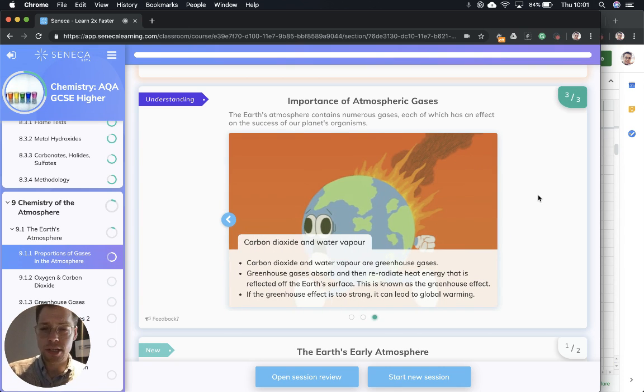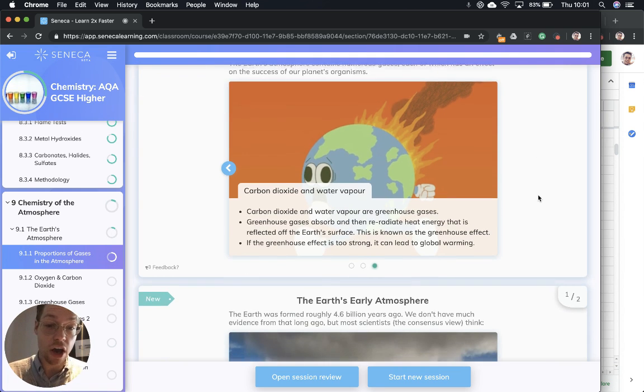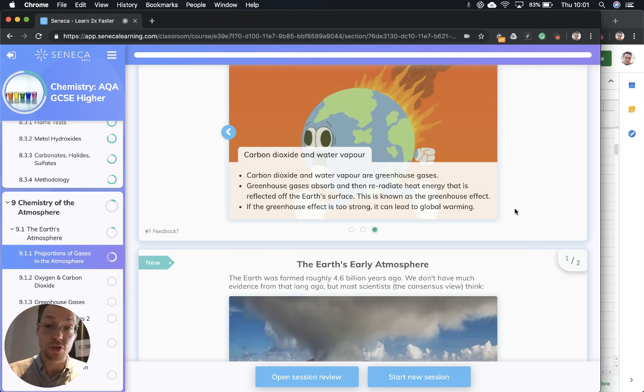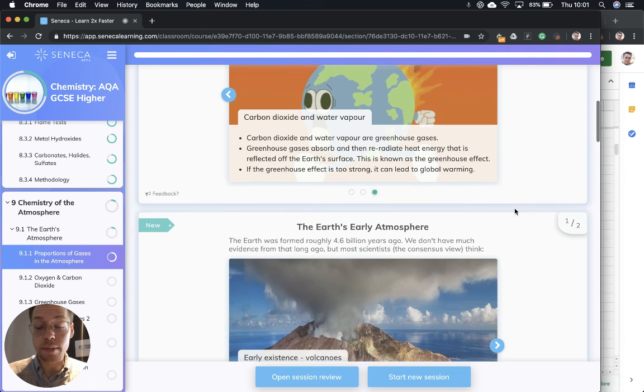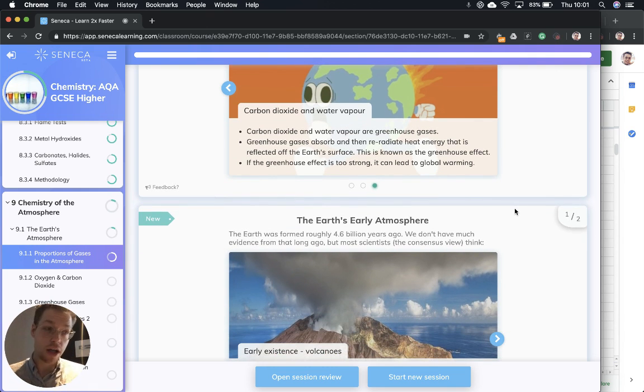Now, what about carbon dioxide and water vapor? Now, those are some greenhouse gases, okay? We're going to be talking more about them in some future episodes, so make sure you check them out. But as a little introduction to whet your appetite, the greenhouse gases absorb and then re-radiate heat energy that is reflected off the Earth's surface. Now, that is what's called the greenhouse effect. If the greenhouse effect is too strong, that's when we get global warming, okay?